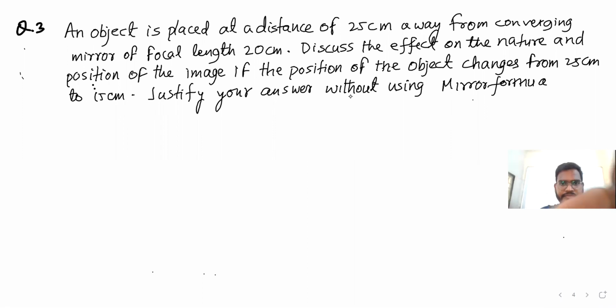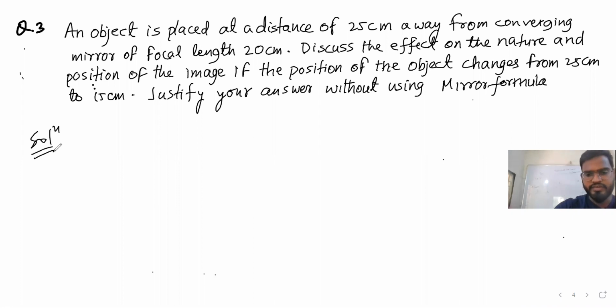Next question, if you will see. An object is placed at a distance of 25 centimeter away from a converging mirror of focal length 15 centimeter. Discuss the effect on the nature and position of the image if the position of the object is changed from 25 centimeter to 15 centimeter. Justify your answer without using the mirror formula. So let's see, without using the mirror formula, right? That thing is given, so we'll have to follow without using the mirror formula. Fine. An object, converging, right? So concave mirror anyway.